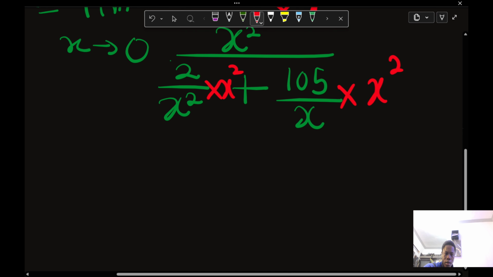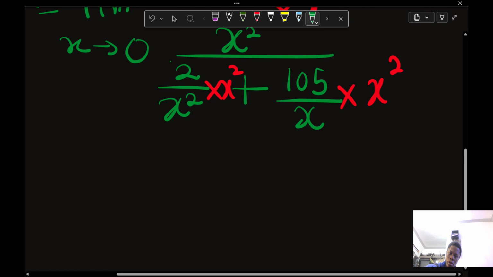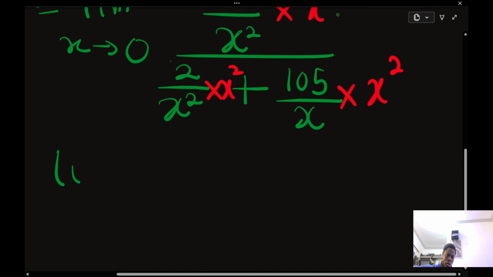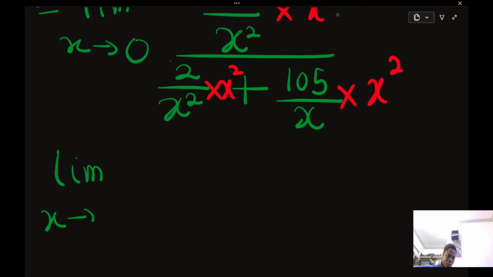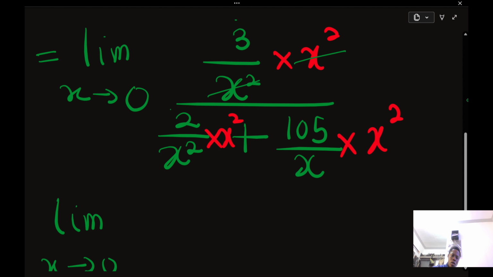So this will give us the limit as x approaches 0. When you work on this one, this cancels this, so we are left with only 3. When you take this one as well, this also cancels this, so we are left with 2. Now here, x divides itself, giving 1. Then here is left with x. And the x will multiply the 105, so it becomes 105x. So let's just continue.